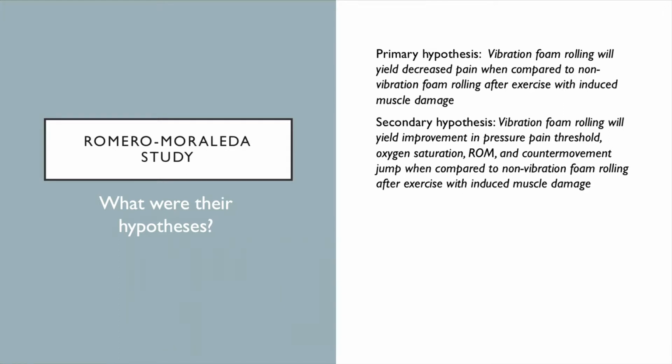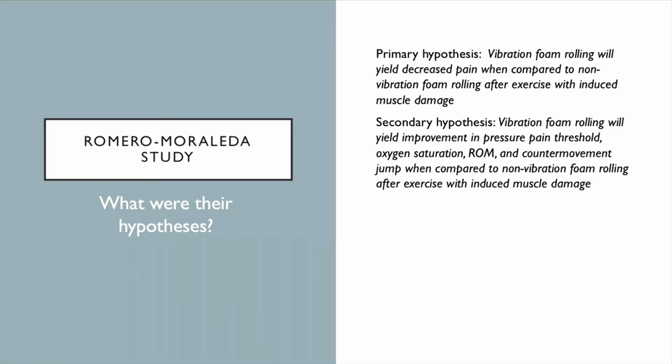So I would say, even though they don't explicitly state it, that their primary hypothesis is vibration foam rolling will yield decreased pain when compared to non-vibration foam rolling after exercise with induced muscle damage. So the hypothesis clearly states the independent variable, which are the two foam rolling types, and the dependent variable, which is pain. They also had secondary hypotheses. They measured a bunch of different things, right?